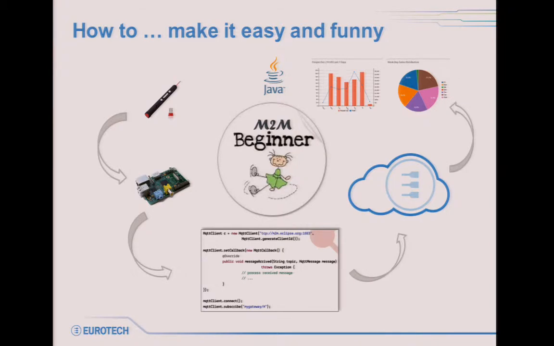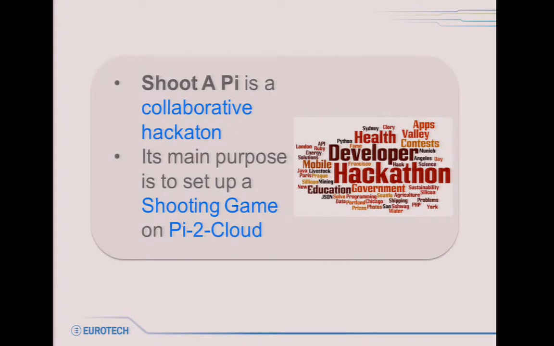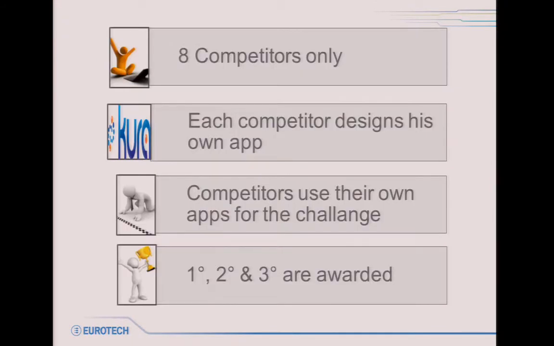We call this process encapsulating complexity. So Shoot Pi is finally a collaborative hackathon, and its main purpose is to set up a shooting game remote controllable via cloud. There are 8 competitors, maximum 8 competitors.